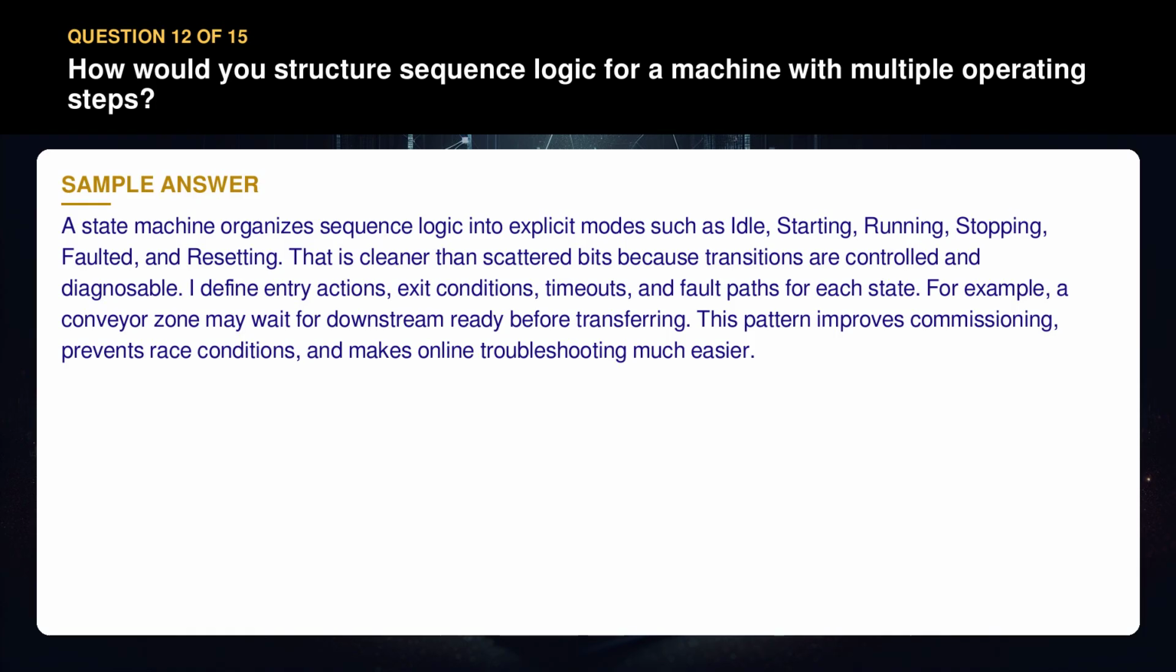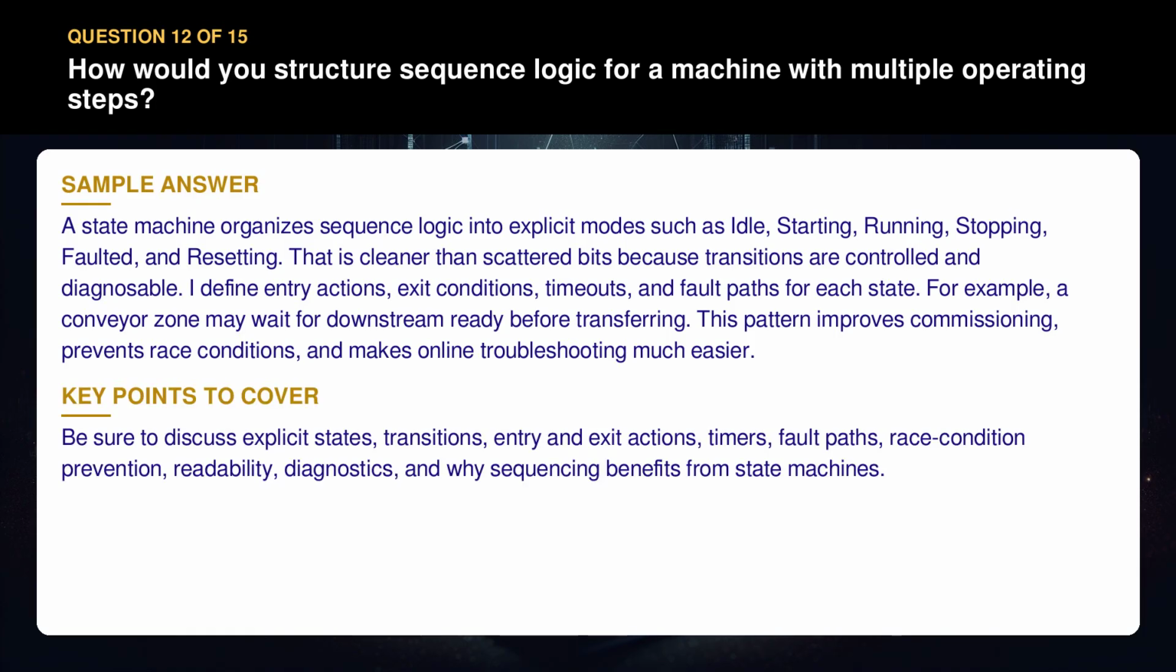I define entry actions, exit conditions, timeouts, and fault paths for each state. For example, a conveyor zone may wait for downstream ready before transferring. This pattern improves commissioning, prevents race conditions, and makes online troubleshooting much easier. Be sure to discuss explicit states, transitions, entry and exit actions, timers, fault paths, race condition prevention, readability, diagnostics, and why sequencing benefits from state machines.